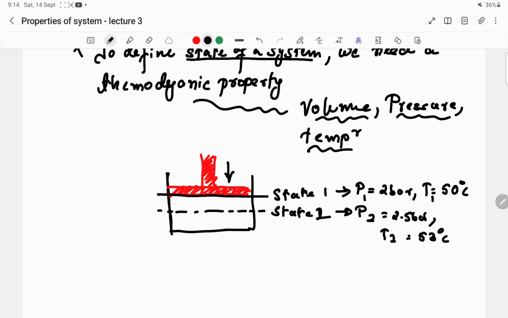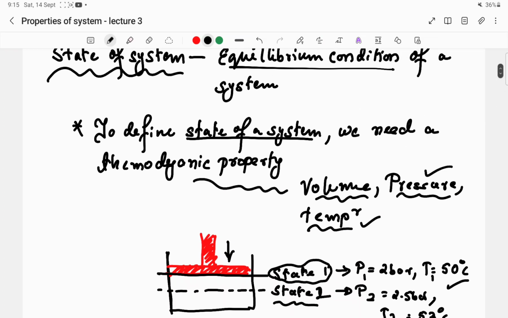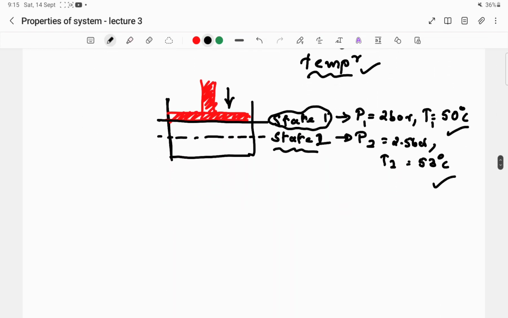So at the first instant, that is called state 1, and the second one is called state 2. To realize the state, we need to describe it using pressure and temperature. I haven't used the volume here. As you can see, it changed from 2 bar to 2.5 bar and 50 degrees Celsius to 53 degrees Celsius. So to understand thermodynamic property, we should also understand what the state of a system is. It is nothing but the equilibrium condition. Okay, let's move further.